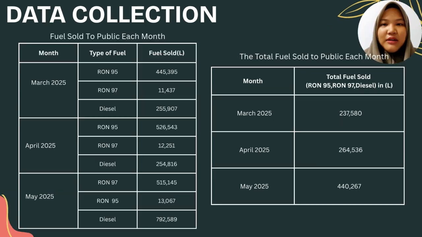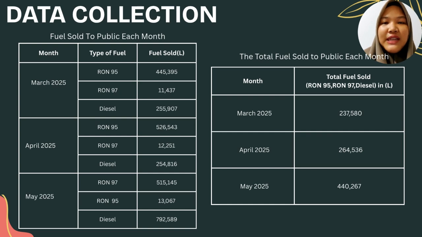Next is a data collection of fuel sold to the public each month. As you can see, in March 2025, the station sold about 445,395 litres of RON 95 and 11,437 litres of RON 97 and 255,907 litres of diesel, which is a total of 712,739 litres. In April, RON 95 sold increased to 536,543 litres, RON 97 slightly rose to 12,255 litres, and diesel dropped slightly to 254,816 litres.